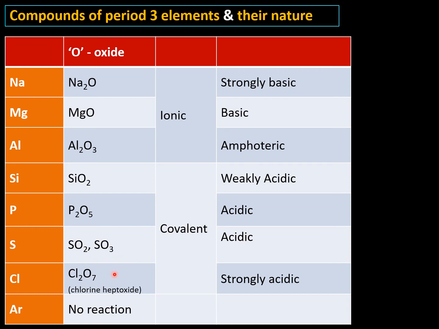Chlorine and oxygen forms chlorine heptoxide, that is Cl2O7. Argon doesn't react with oxygen or any other element because it is a noble gas and is already stable. Apply the same logic. Compounds formed by metals are largely ionic in nature. Compounds formed by non-metals are largely covalent in nature.